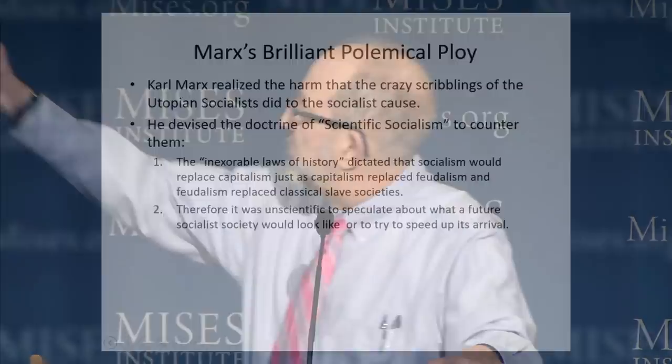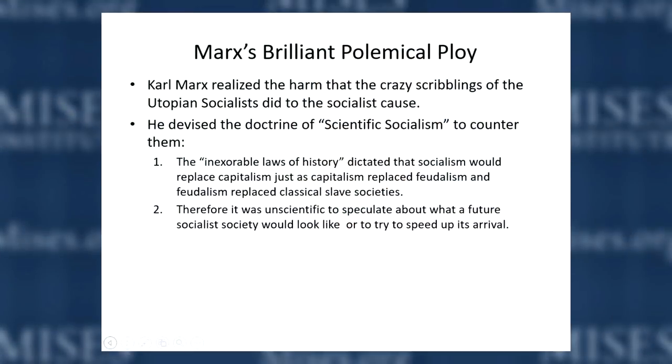If you try to describe what it's going to look like, then you're unscientific. Okay? So it's unscientific to speculate about what a future socialist society would look like or to try to speed up its arrival, even though later on in his career, Marx was contradicting himself, because Marx was someone who was an agitator and agitated for socialist measures.